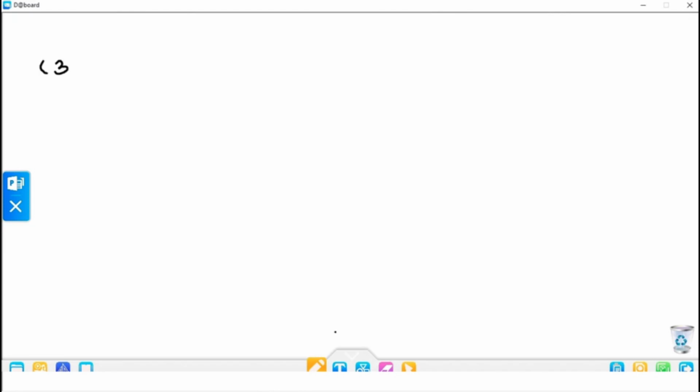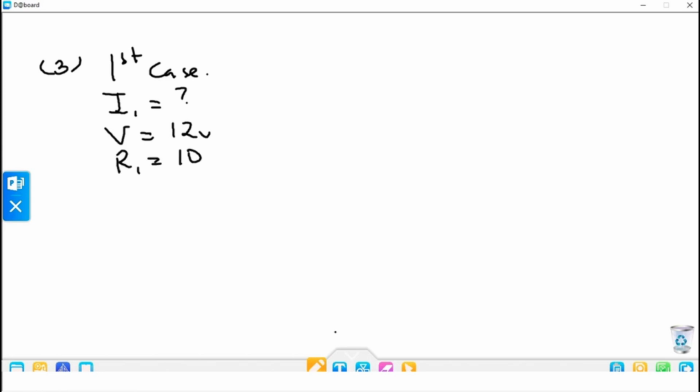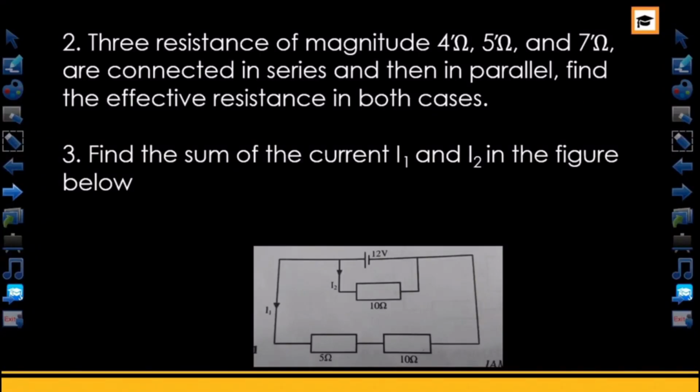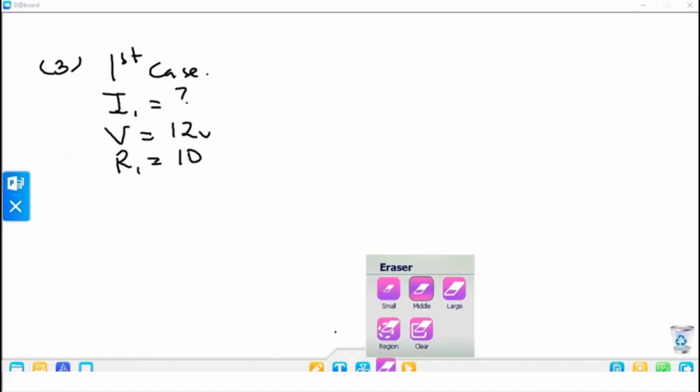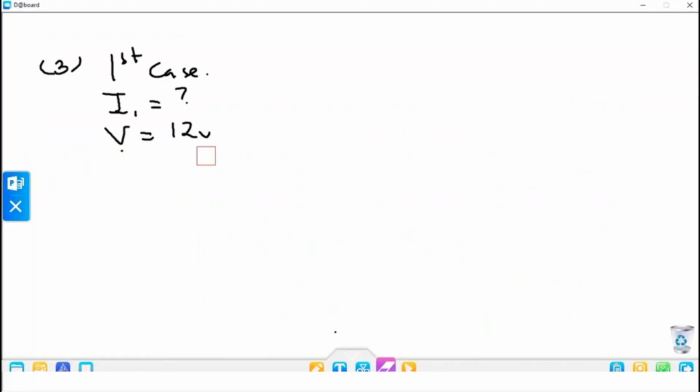So, example 3. On the first case, you're going to find I1. Remember that our V is constant, which is 12 volts, and our R1 is 10 ohms. Let's take a look at the question again. R1, you have 10 and 5 ohms connected in series. So in that case, you're going to resolve them to find the effective resistance.